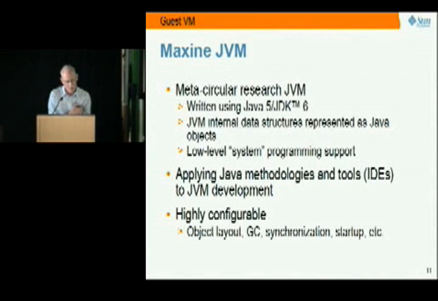A big focus of Maxine is to try and use the tools, particularly the IDEs that application programmers in Java have the benefit of, and bring that to JVM development. So typically we use Eclipse or NetBeans to do the VM development. And that's how you build the system. It's very configurable. You can change the way objects are laid out when you build a VM image. You can change the GC algorithms. You can change the way synchronization is implemented, how the system starts up. All these are done through things called schemes, and you register a scheme which implements an API with the system, and then you provide an implementation of that scheme, and that gets folded into the VM image when it's built.